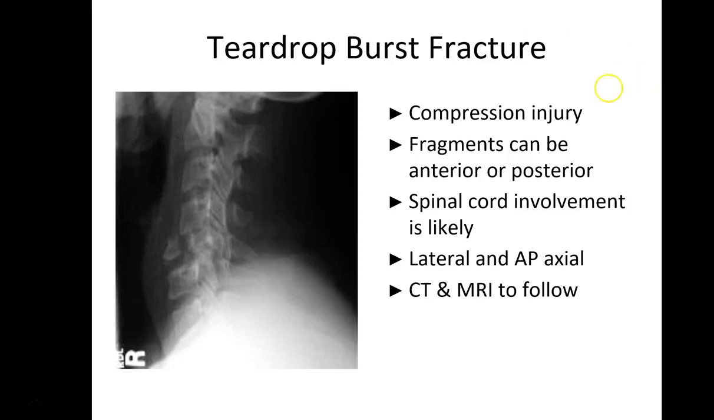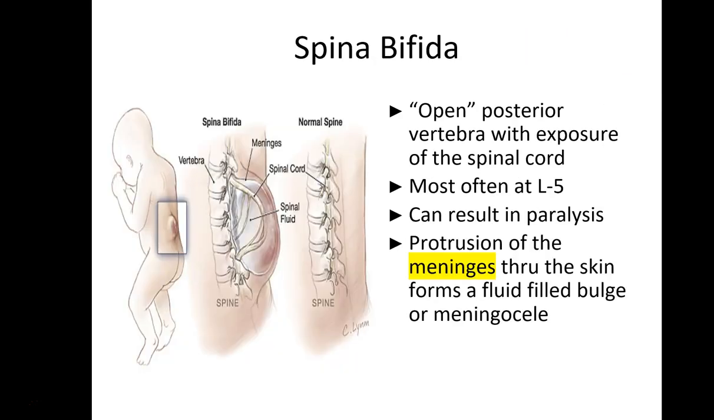Okay, so I want to transition away from cervical spine fractures and talk about a few more pathologies involving the lumbar spine. And we'll begin with spina bifida. So in spina bifida, the posterior aspect of a vertebrae doesn't completely fuse, and the meninges and spinal cord can be exposed posteriorly on the exterior surface of the back. This most often occurs at the level of L5, and it can result in paralysis.